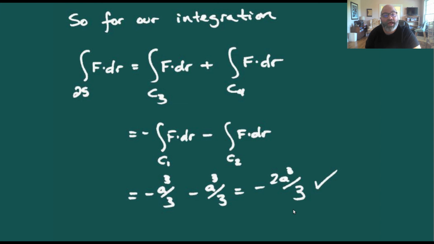So what then happens for our integration is that the integral over the boundary of S, when we have the proper orientation for C3 and C4, is the negative of C1 and the negative of C2, so we get negative a cubed over 3 minus a cubed over 3, and we get the right answer of negative 2a cubed over 3.